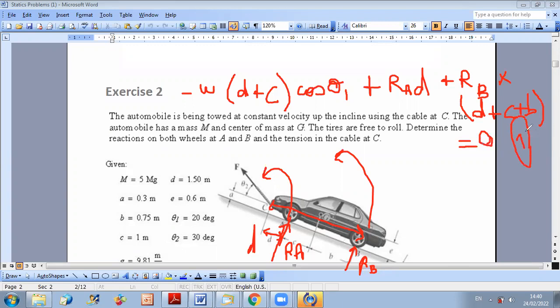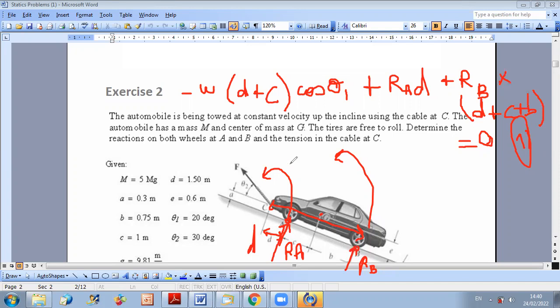Now you could have selected any other point. You can do sum of moment about A, you can do sum of moment about B, or sum of moment about G. So you are free to select the point that is convenient for you. Okay, so this is my first relation.